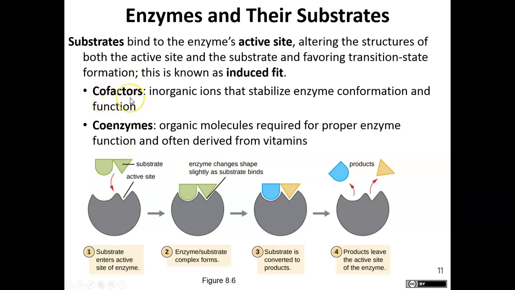Sometimes enzymes need something to help the substrate to work with it. And so we have inorganic ions that are called cofactors, like metal ions, or we have organic molecules like coenzymes, and we talked about NAD, FAD, and NADP. Those are all coenzymes that help the enzyme function properly.